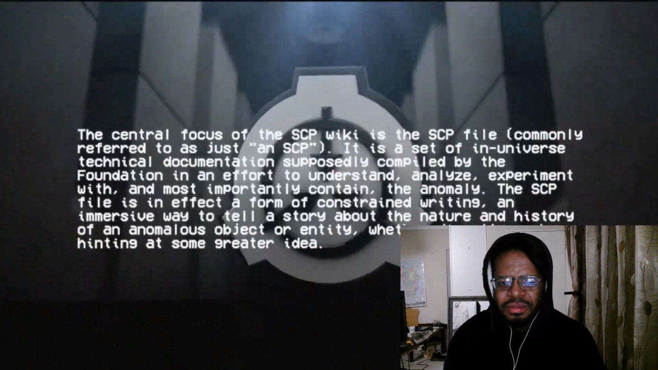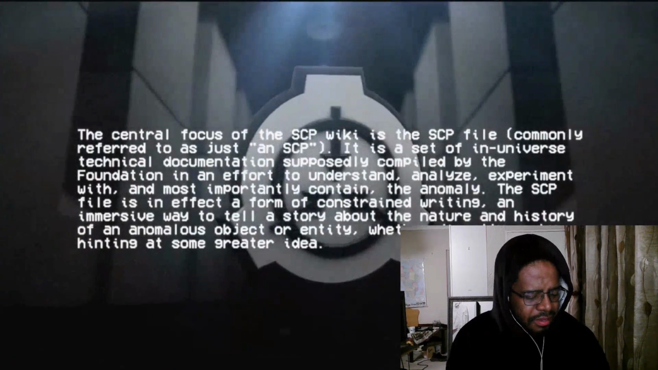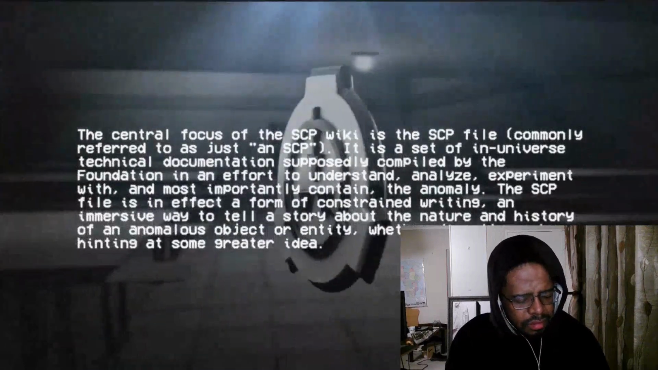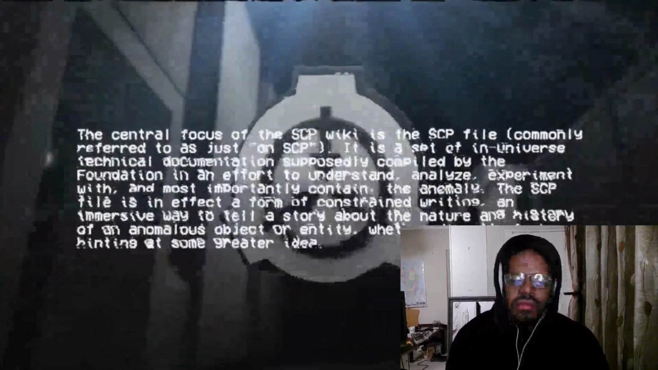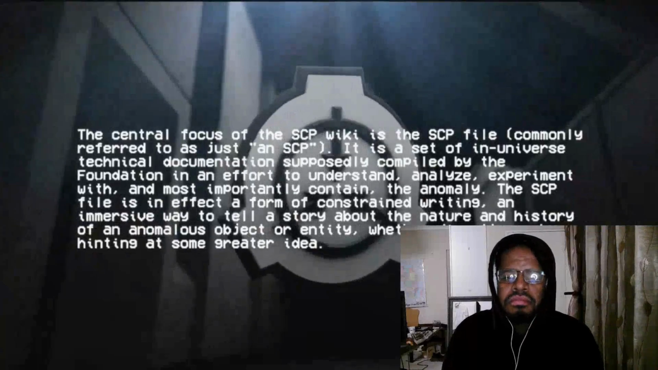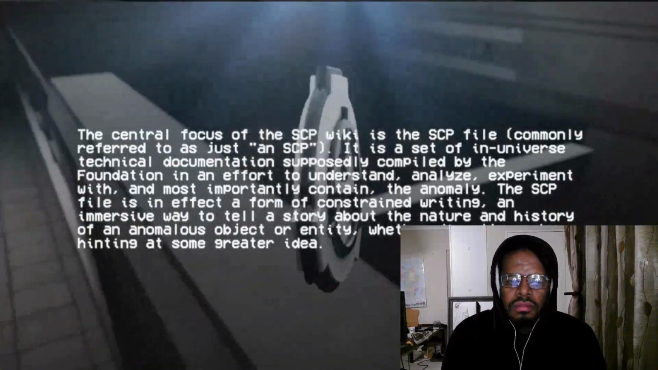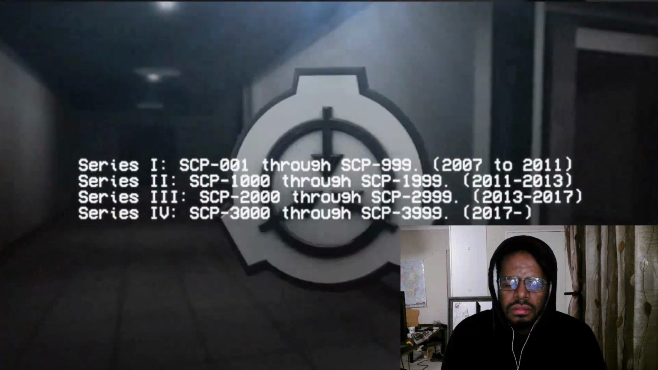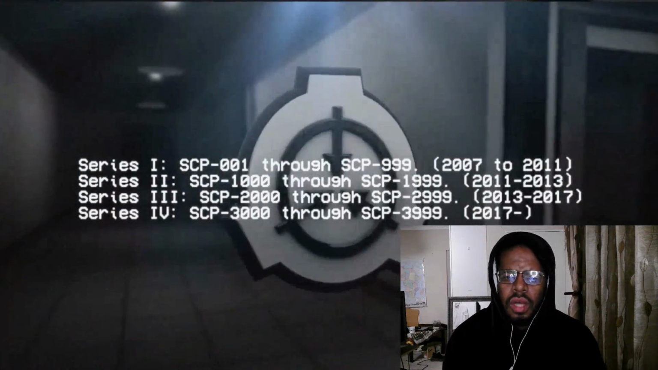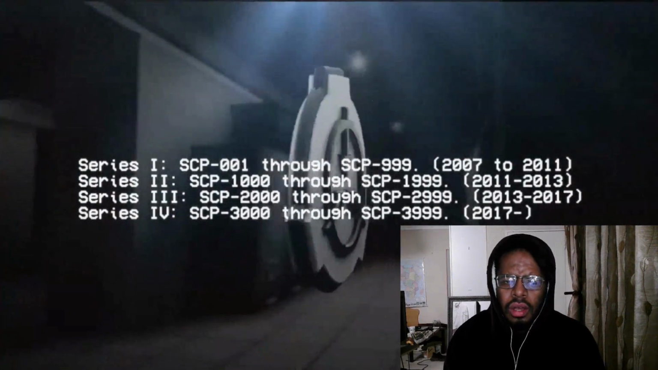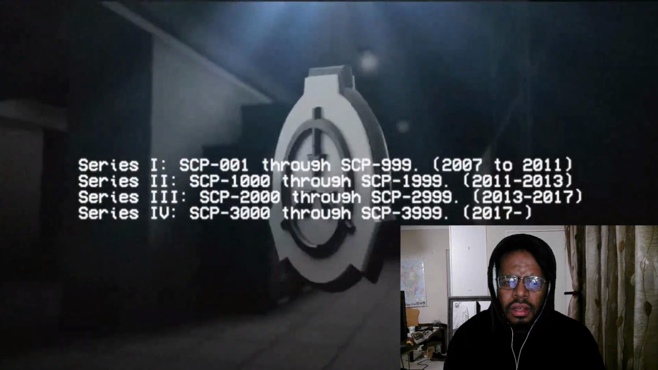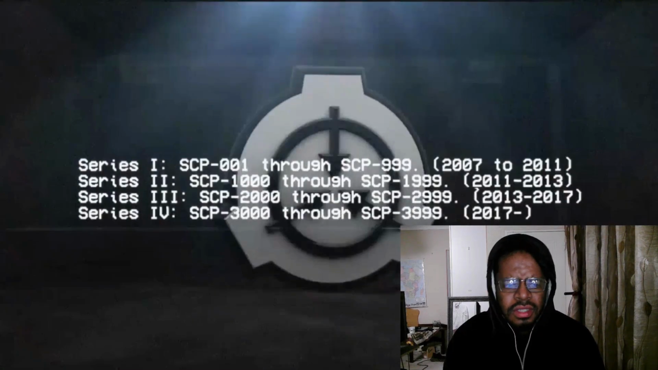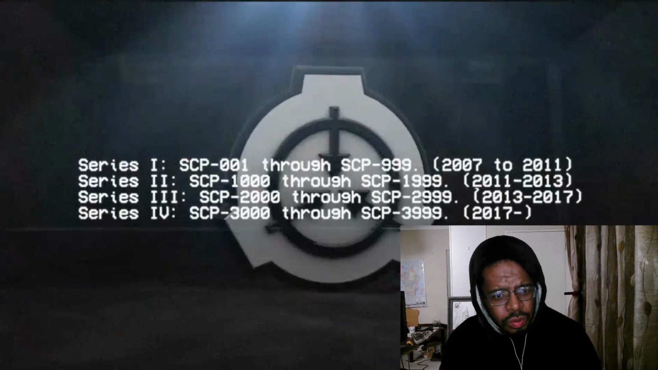The SCP file is, in effect, a form of constrained writing, an immersive way to tell a story about the nature and history of an anomalous object or entity, whether directly or by hinting at some greater idea. Each SCP is given a unique serial number or designation, and on the Wiki, you can browse SCPs with designations ranging from 1 to 3,999. So this series 1 to 4.